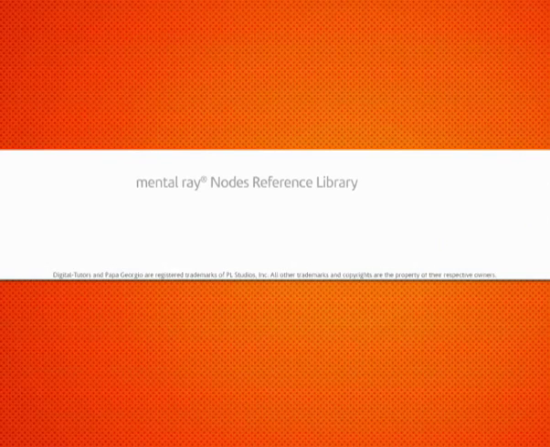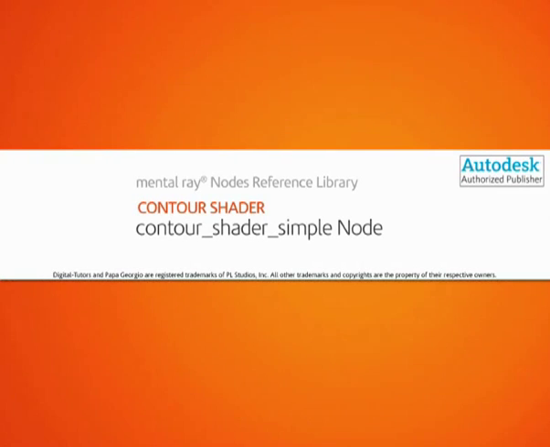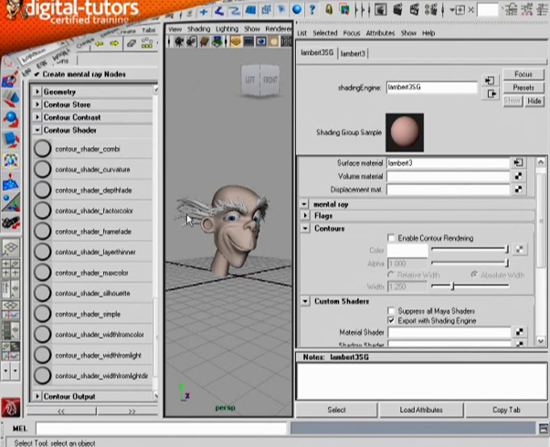In this lesson, we'll see how we can utilize the simple contour shader. This simple contour shader is something that can be very useful, especially if you have multiple materials in your scene that need to be rendered with some sort of a contour outline.